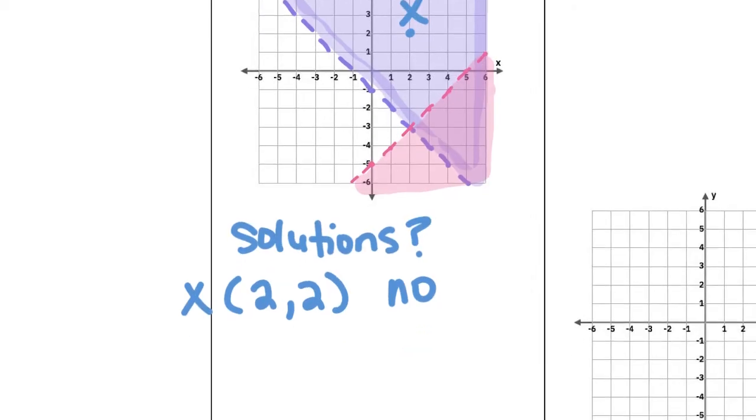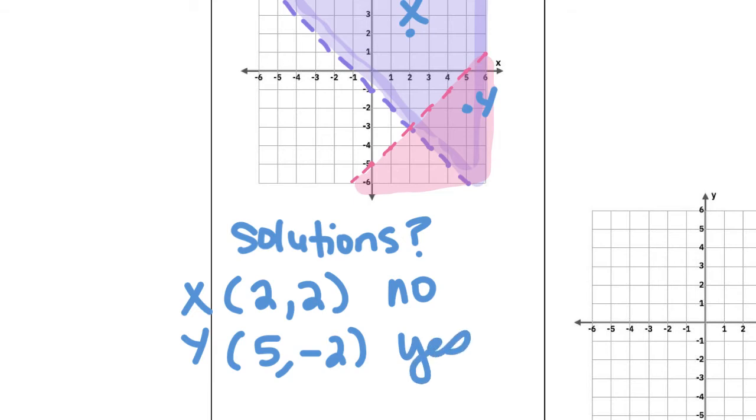What about the point, so point y, let's say the point 5, -2. So that would be right here, point y. And yes, look at this. So it's in the purple part, but it's also in the pink part. So since it's in the double shaded, yes, this counts as a solution. Okay, now let's look at our second example.